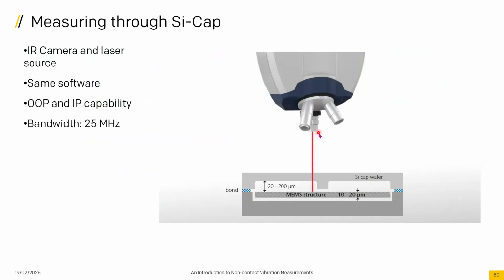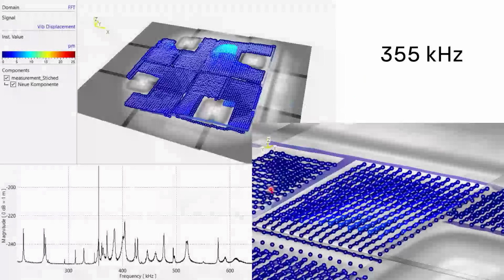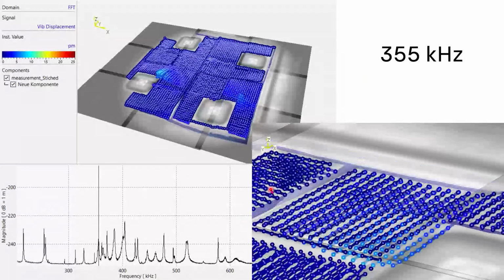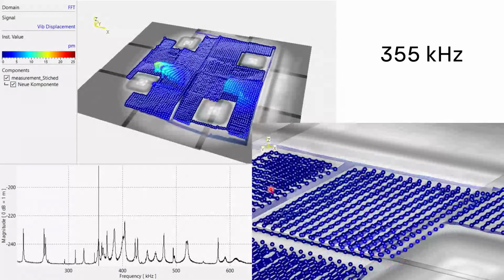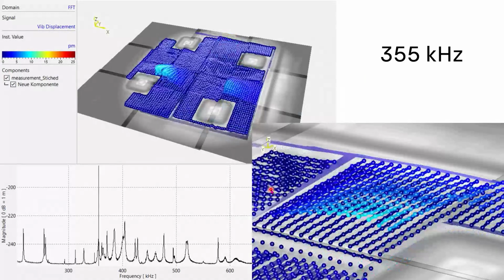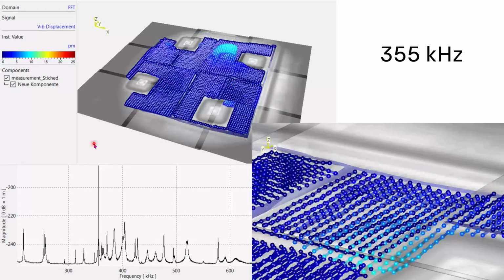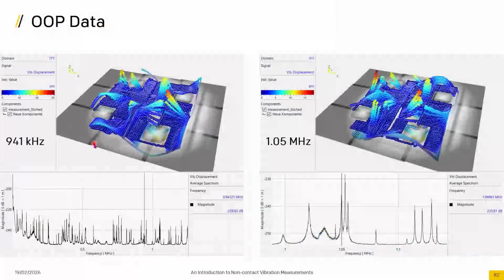So this schematic sort of shows how we do it, as long as there's a certain gap between the silicon layer and where your MEMS structure is. We have specially designed vibrometers with an IR laser source and IR camera that can handle this. This particular measurement, if I wouldn't tell you, it's hard to tell that it was done through that capped MEMS. The actual measurement device is a MEMS accelerometer underneath a silicon cap. And yeah, the data looks just as you would see it without that top layer on it.